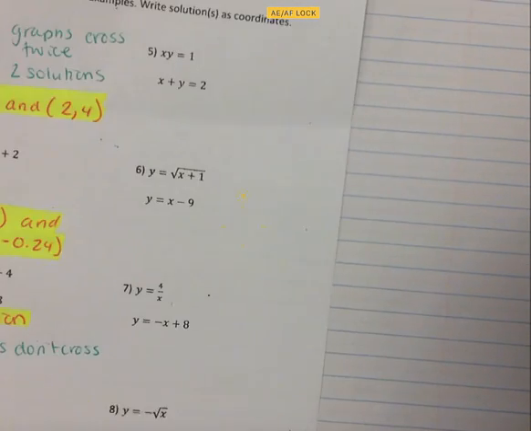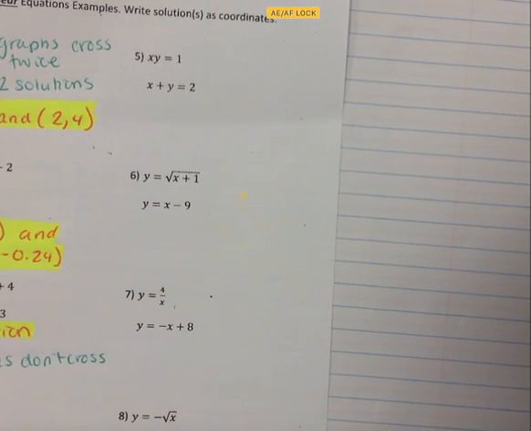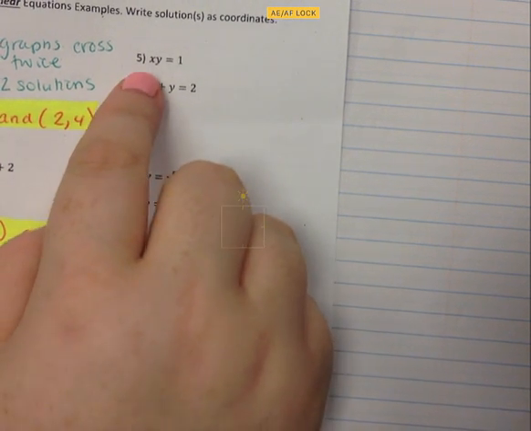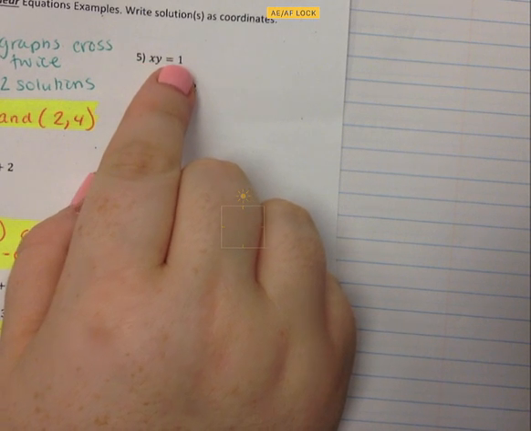These next four are actually slightly different. These will not necessarily be only quadratics. They can be different types of functions like inverse and radicals, but we're also going to have potentially linear and quadratics in it. So number 5, we have xy equals 1.